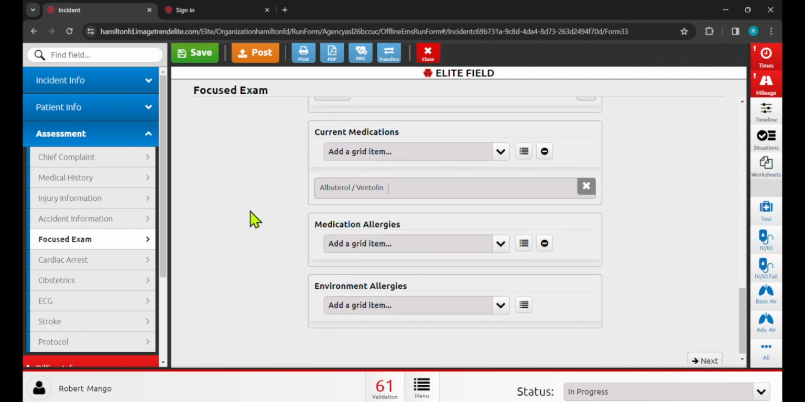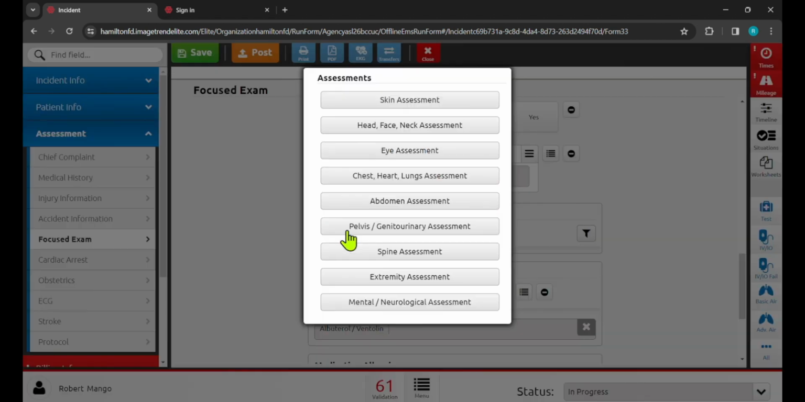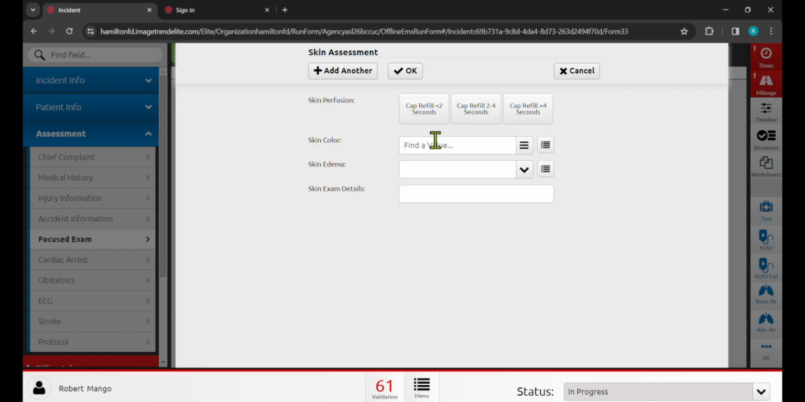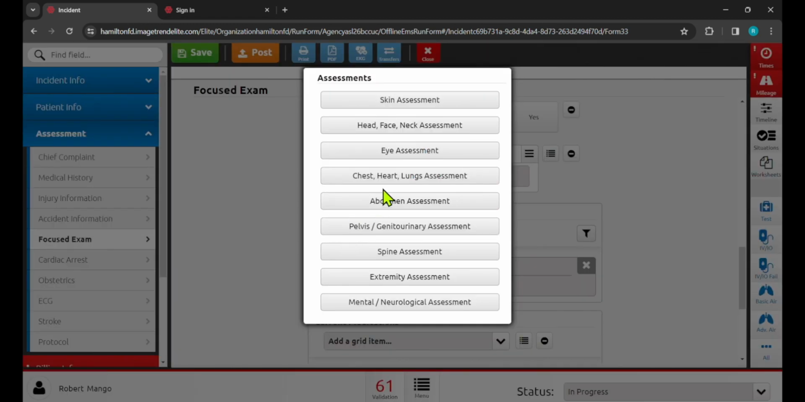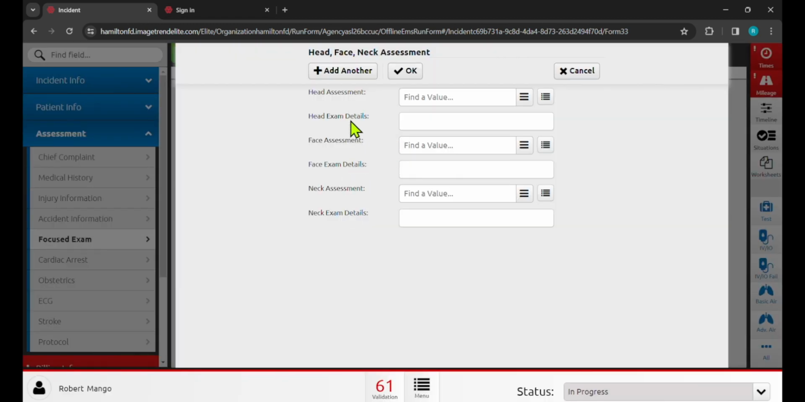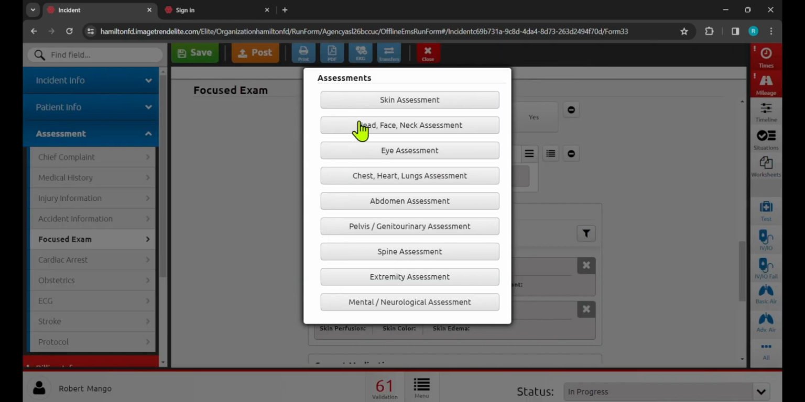Allergies, things of that nature. And assessments. You can go through and do your physical assessments one by one. You can see there's your skin assessment. And these become important depending on your run type, right? You can see this is all down. All of these should be filled out for every trauma. But you can select what's applicable to your run.